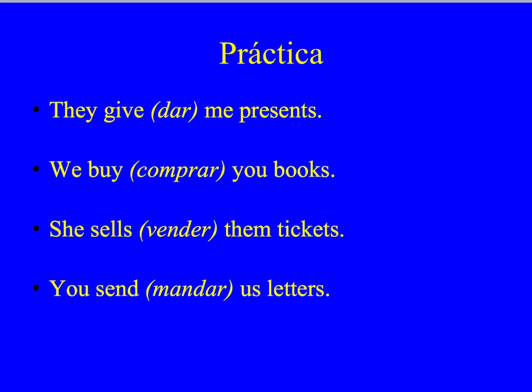So here's some examples for you. They give me presents. We buy you books. She sells them tickets. You send us letters. So using your note sheet, it's all laid out nice and pretty for you. Write the indirect object pronoun, then the correct conjugation of the verb, and then the rest of the sentence. Pause and see what you write.